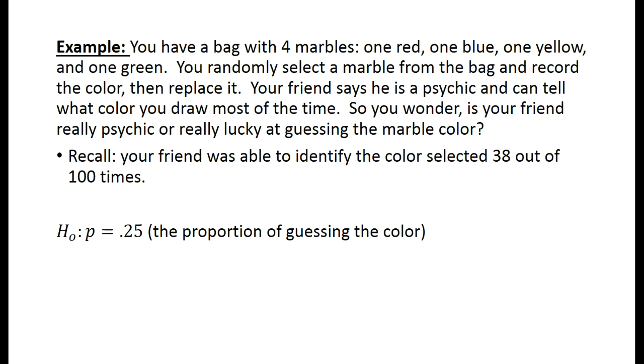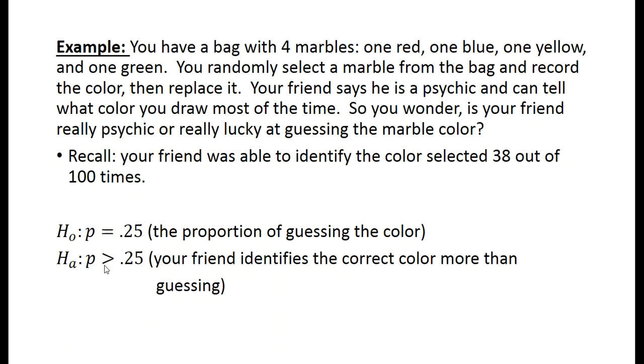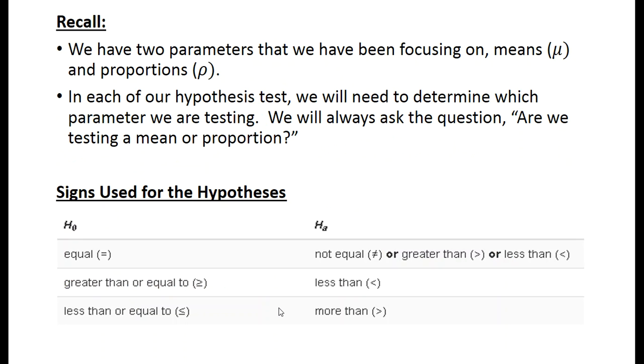And that was our 1/4. And then the alternative hypothesis is going to come next. If we wonder whether he's actually better than just guessing, better meaning his proportion of guessing will be more than just that fourth, then our alternative hypothesis, H sub A, is P greater than 0.25.